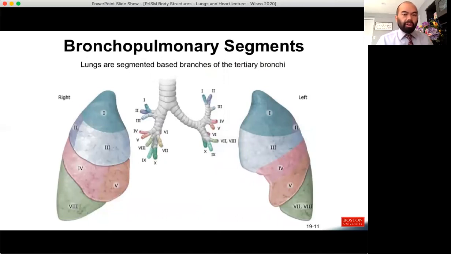I only put up the bronchopulmonary segments here just to illustrate that the tertiary bronchi are destined to deliver air to specific segments of the lung. I am not concerned that you know which segment is where, just that you understand that the lung is divided into functional segments.